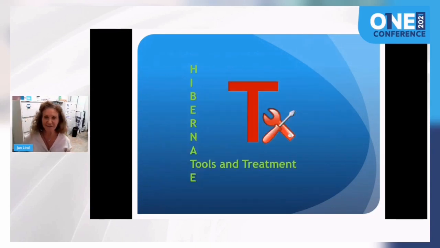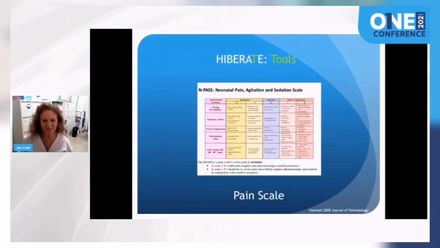So, getting there, tools to help with our assessment and treatment guidelines. So routine pain assessment with a reliable validated tool is essential. So we use our NPASS, neonatal pain agitation and sedation score, but it's important to recognize that sedation and pain relief can be hard in a baby that's encephalopathic. So consider context and anticipate the need for pain medications during painful procedures.